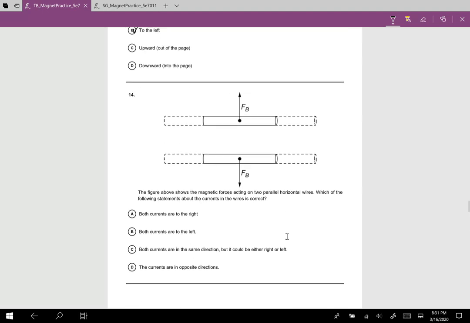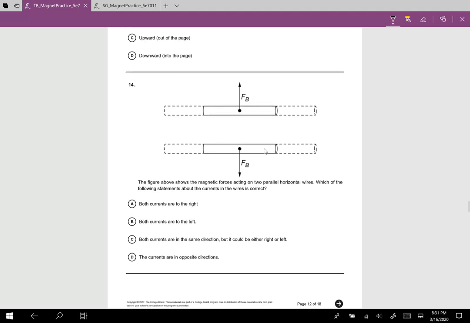So let's pretend that the current in this bottom wire is to the right. I haven't done this problem, I haven't thought about it. This is just how I would approach it. So we know the current in the bottom wire is to the right. And let's pretend the one on the top is to the right as well. Let's just go for it. Let's have some fun. So then we know, let's use our second right-hand rule.